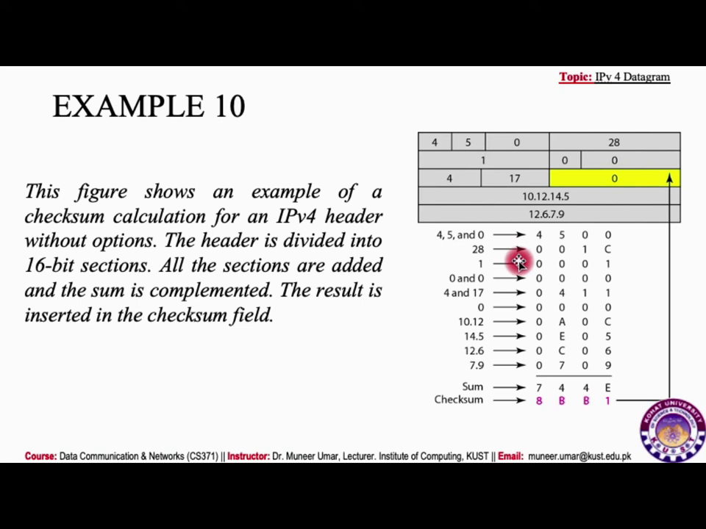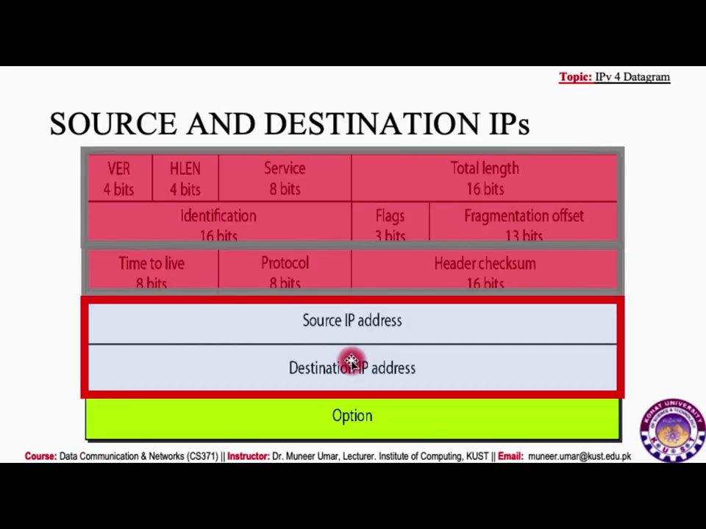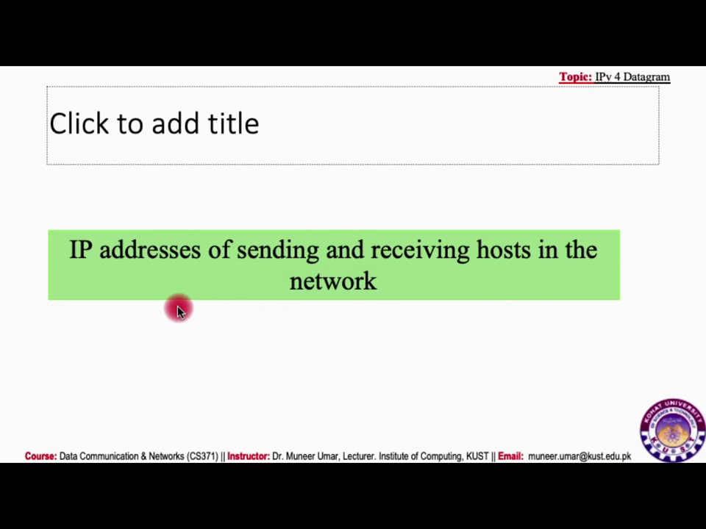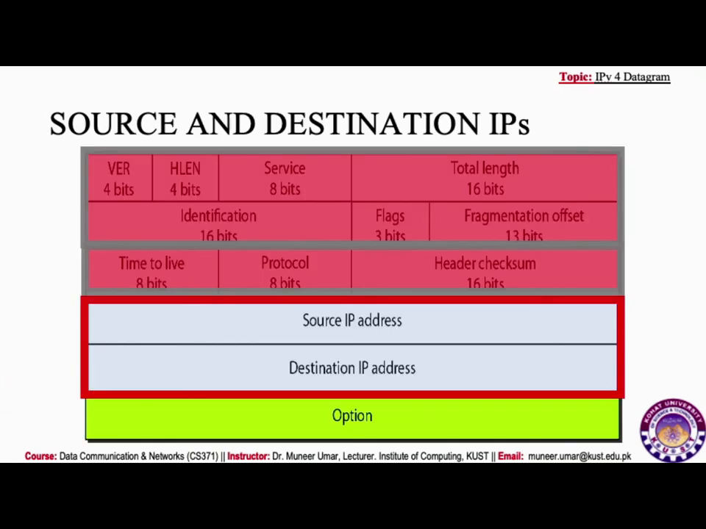There were blocks of 16 bits. Then we have source IP address and destination IP address. These are the IP addresses of the sending and receiving hosts in the network. We have already studied the IP addresses, and each IP address takes 4 bytes if it is of version 4. So here we will have 4 bytes for the source IP address to identify the source host, and here we will have the IP address of the destination host that would also take 4 bytes.